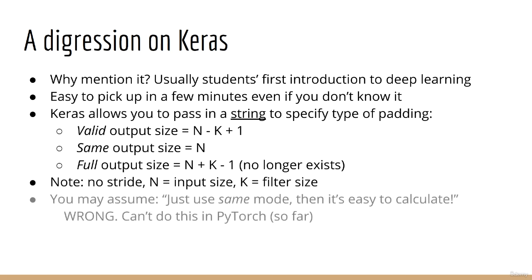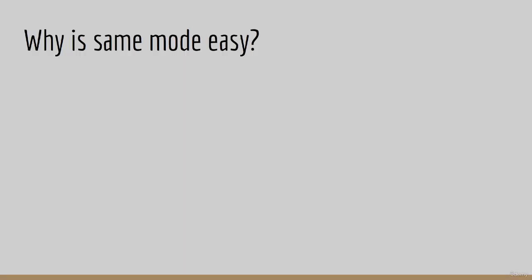So you might think, well, that's great. If I just use same mode for all my convolutions, then calculating the output size is super easy. But wait. Passing in the mode of convolution as a string exists only in Keras, not PyTorch. The reason I mention this is because it's a natural question to ask. Why not use same mode so that it's easy to compute the size of the image after each convolution?